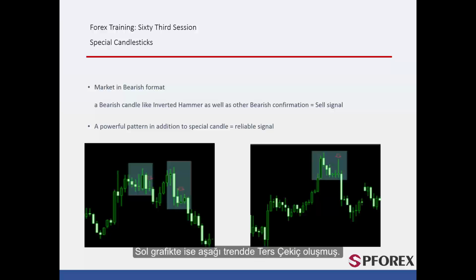On the left graph, an inverted hammer has formed on a downward trend. Another inverted hammer on this downtrend has formed. Thus, a trader could place a sell order on these spots. On the right graph, an inverted hammer has formed on a downward trend, followed by a continuous decline. So, inverted hammer generates continuous signals on a downward trend.